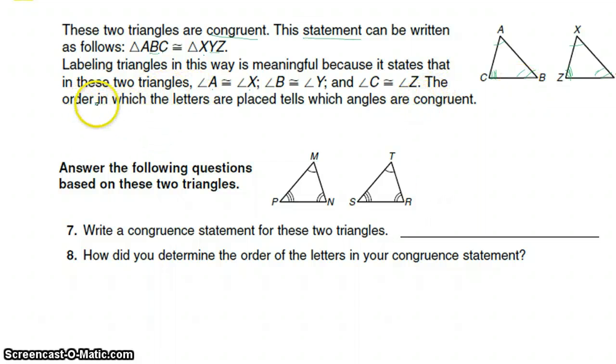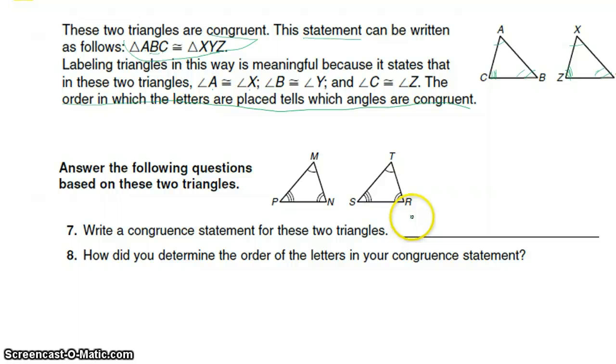So the order in which the letters are placed will tell you which angles are actually congruent to each other. So this is what we call a congruency statement, that triangle ABC is congruent to triangle XYZ. And we know that angle A and angle X are congruent because they are in the first position. We know that angle B and Y are congruent because they're in the second position. And we know that angles C and Z are congruent because they're both in the third position.